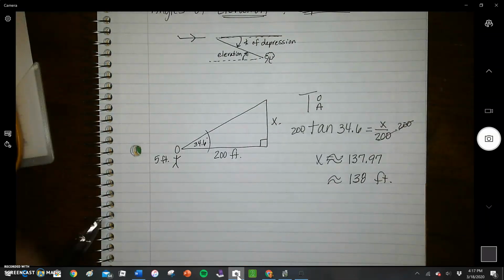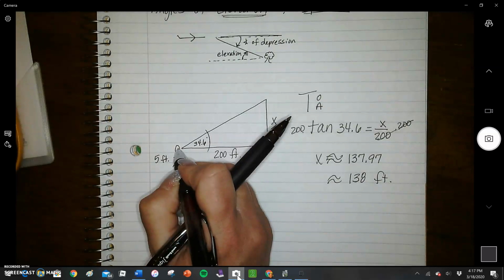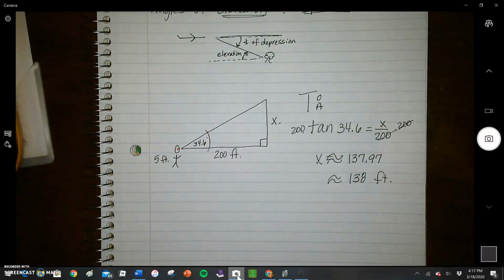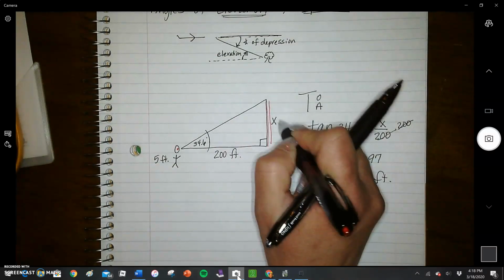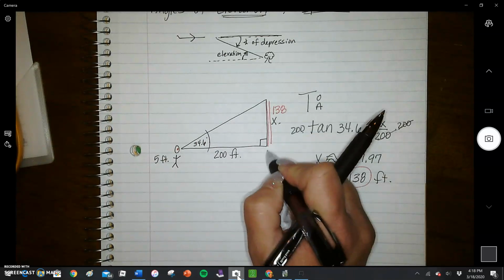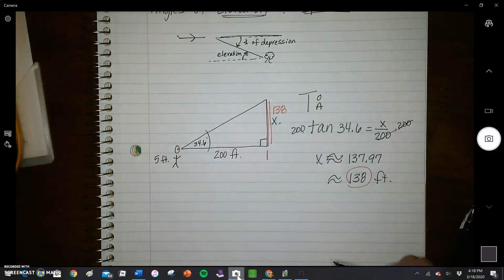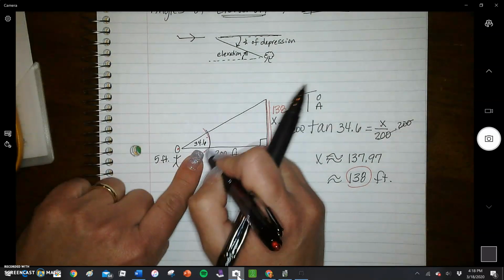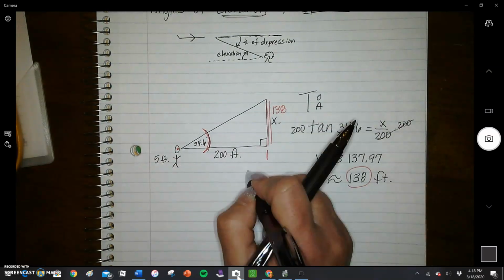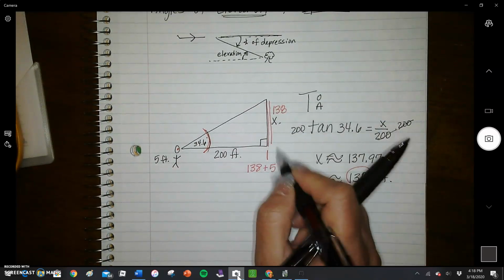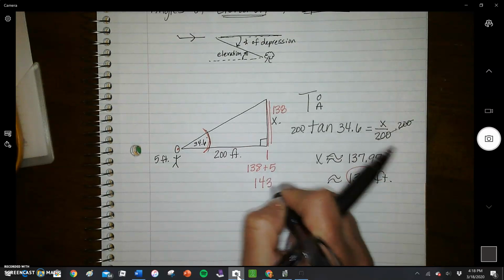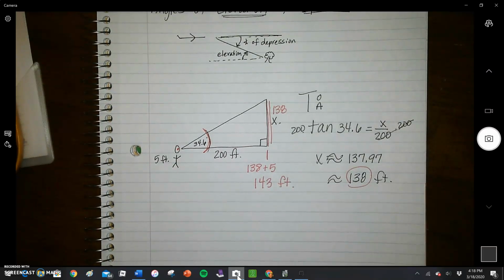Now, the other thing you have to be careful about is that this little dude was looking through his eye, and he was a 5 foot tall dude. And so this 138 represents this side of the triangle. It does not take into account the fact that he was holding the little thing 5 feet off the ground. And so you just need to make sure that you go and add that extra 5 feet to it. Okay, so the geyser actually erupted 143 feet. Okay, all right, we have one last thing to talk about.